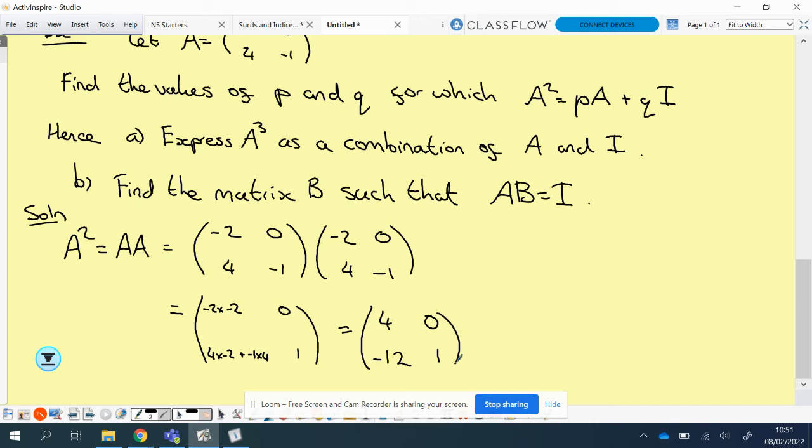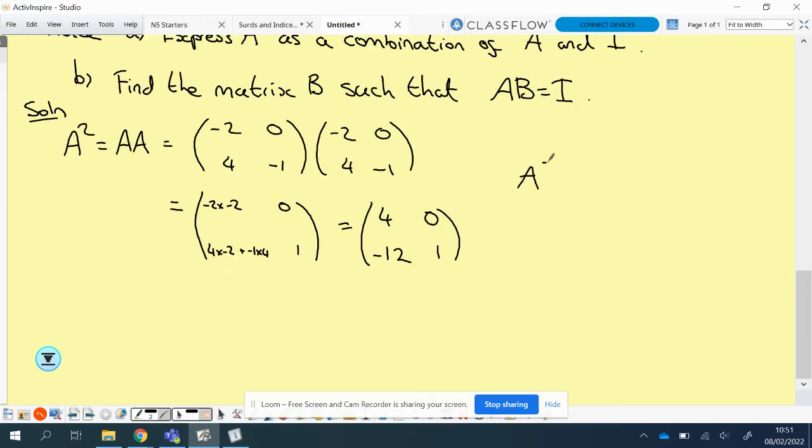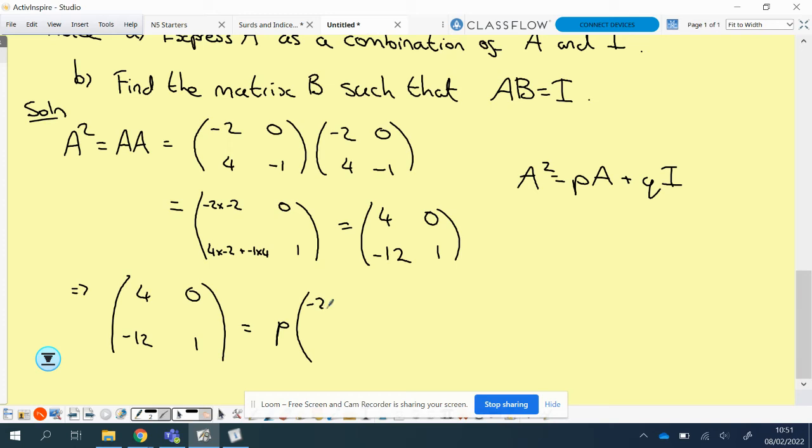Now, we're told that A squared equals a value p times A plus a value q times I. So let's see if we can write that out. We know A squared is [4, 0; -12, 1], and it equals a value p that multiplies the matrix A, which is [-2, 0; 4, -1], plus a value q times the identity matrix.